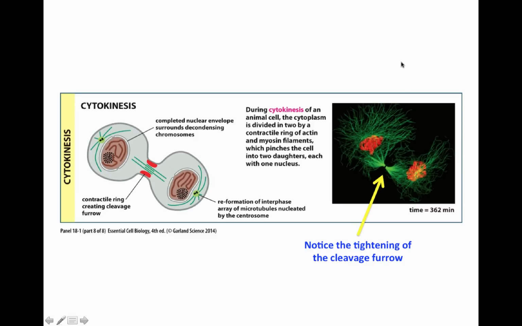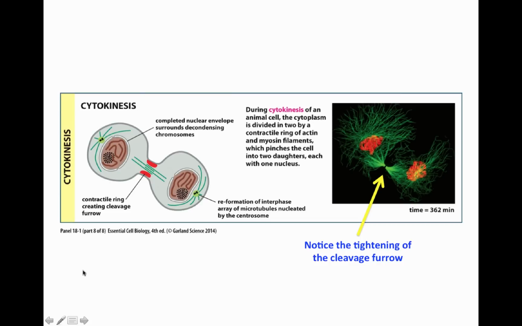The last part is going to be cytokinesis, and cytokinesis is going to be the actual separation of the two cells into independent daughter cells. What you have here is the compaction of the contractile ring, creating a cleavage furrow.